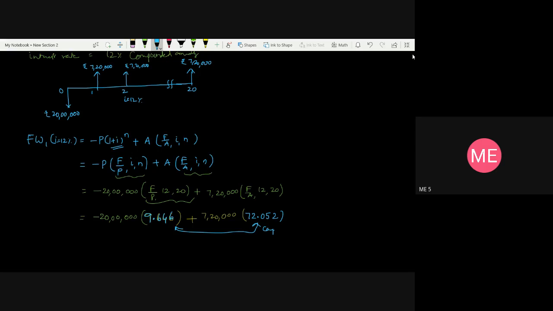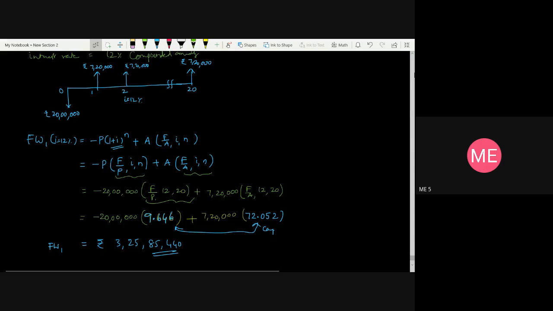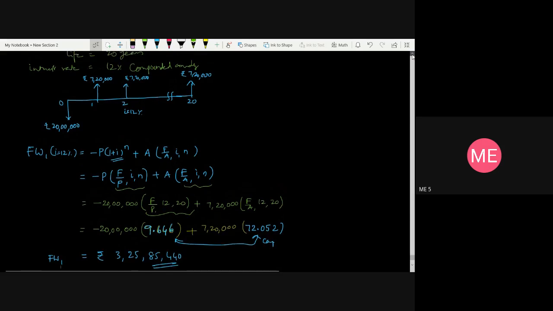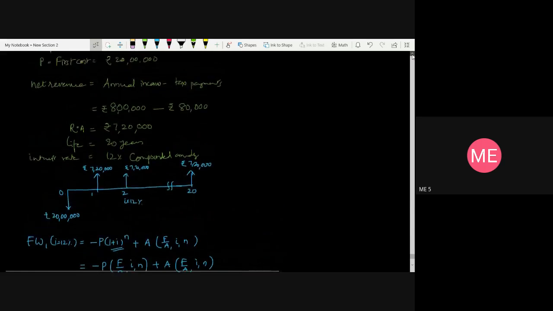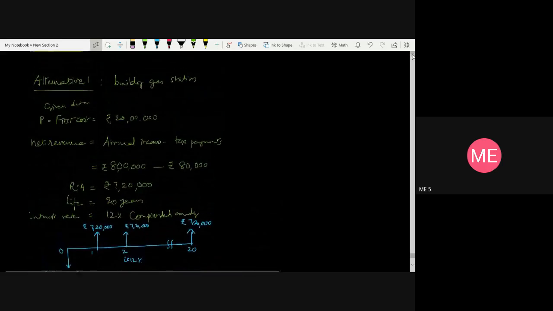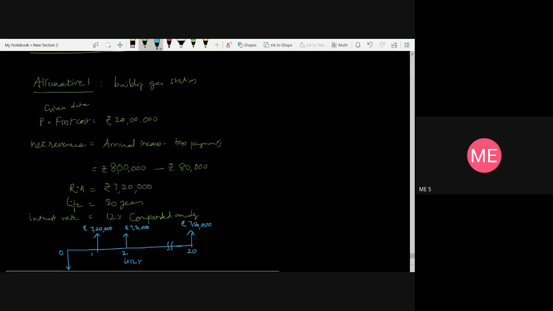Now, if you find out this calculation, I'll be getting around rupees 3 crores 25 lakhs 85,440. So this is the future worth of this particular alternative one. And similarly, we need to find out the future worth for alternative 2. What is alternative 2? Alternative 2 is building an ice cream plant.